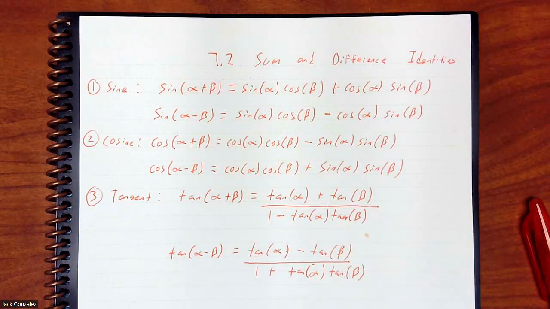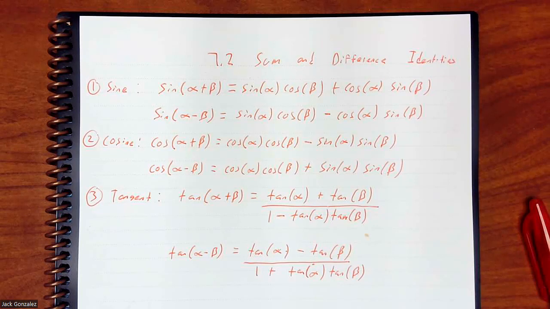Okay, so first one is for sine. You can go backwards and forwards. If you see, let's say, an angle inside of a sine, you can split it into something that is on the circle, and then break them into these sums and differences.